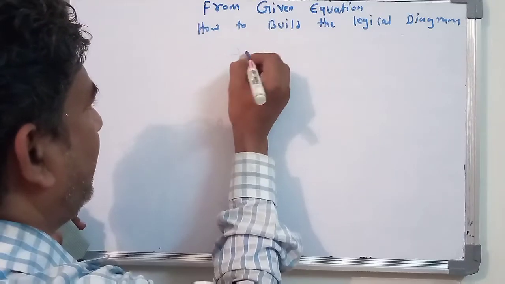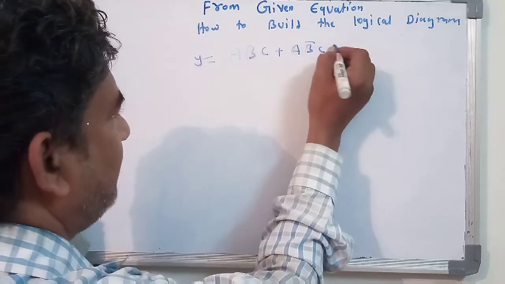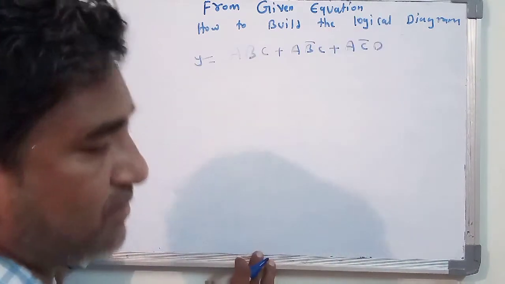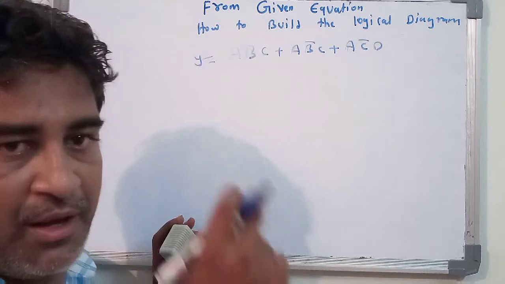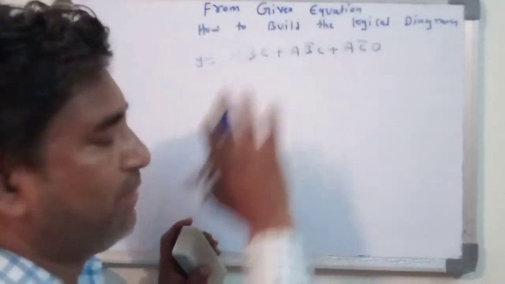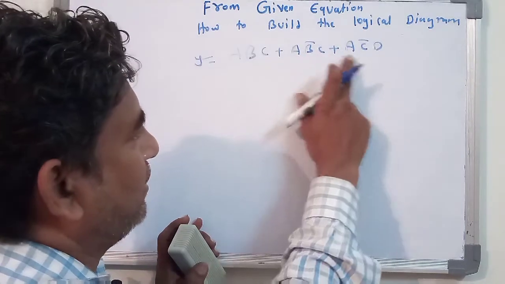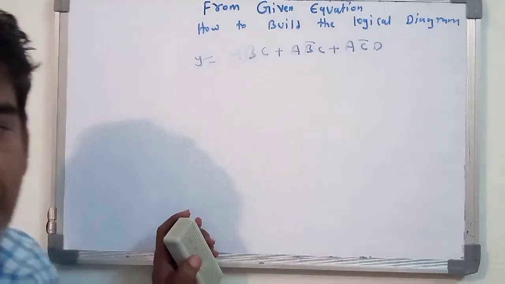Suppose you have Y is equal to ABC plus A B bar C plus A C bar D. This is the equation. Now again in this equation, what do you have to remember? You have to remember the variables. Observe from this equation how many variables there are. A, B, C. Here also A, B, C. Here A, C and D. So there are four variables.